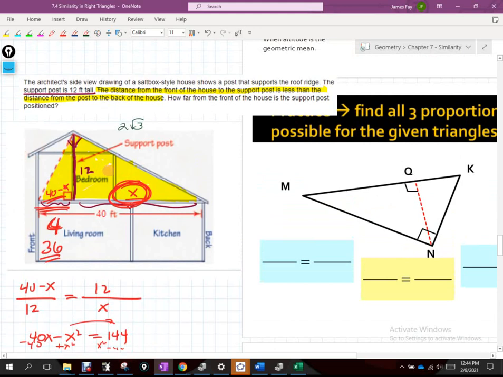Okay. Basically what's happening here is these two answers are kind of giving that potential, that the roof ridge is actually over on this side of the house instead of on this side of the house.